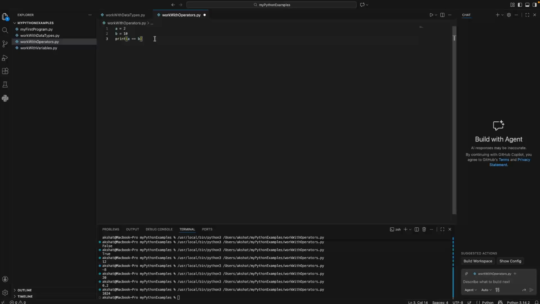Okay, now I'll give you a few seconds to think about what this yields. False, because 2 is not equal to 10. So the way to make this correct is to either change A as 10 or make B 2. Now it yields true.